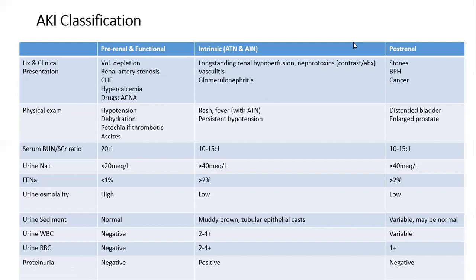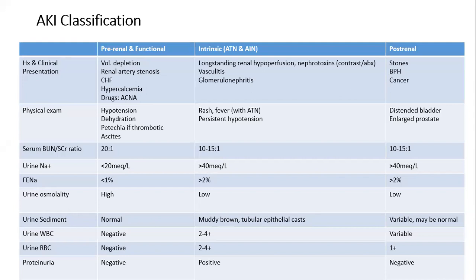So basically, there are three main types of acute kidney injury. One is pre-renal, or functional. The other is intrinsic, and the other is post-renal. These are the three basic types. Either it's a pre-renal cause causing the acute kidney injury, or there's an intrinsic problem with the kidney, or it's a post-renal problem.